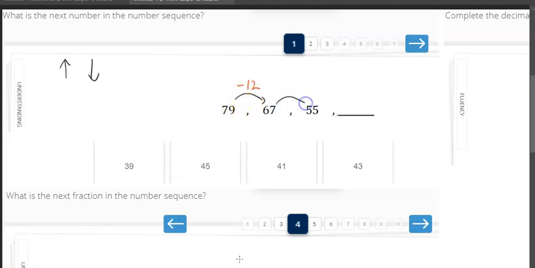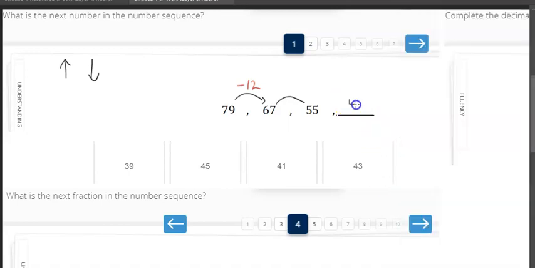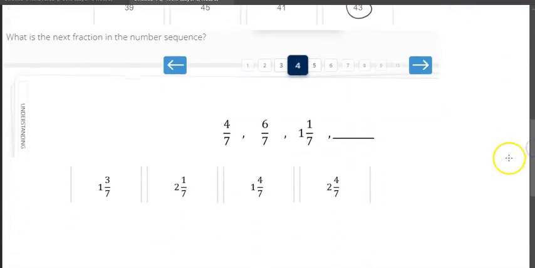And just to double check, we can figure out what 67 take 12 is, and we should get 55. So to get this next number, let's just do 55 subtract 12. And our answer will be 43, which is this one here. Now you will get decimal type of number sequence and fraction type of number sequence questions as well.